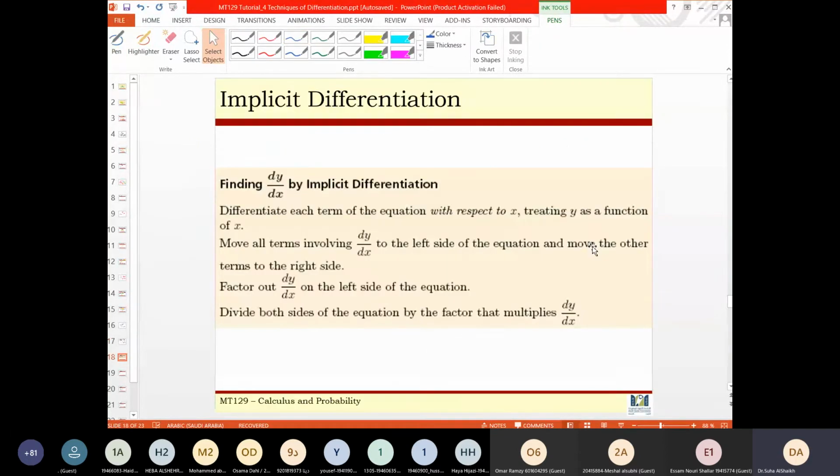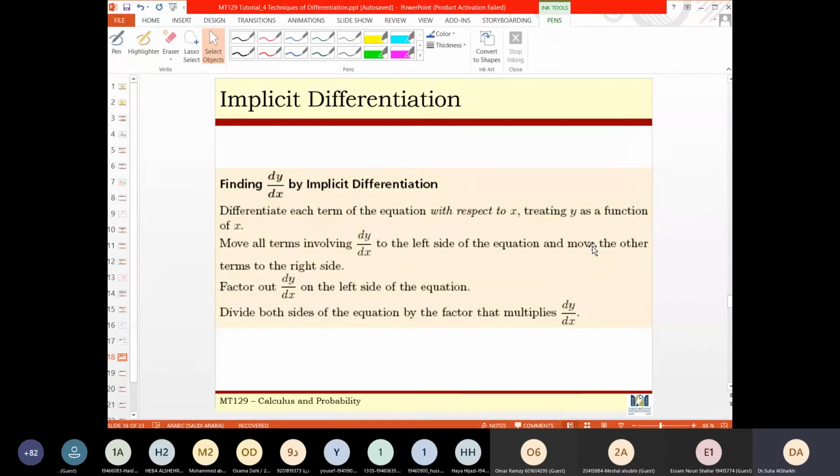Now, this is the second concept today. We talked about how to find the derivative of multiplication of two functions. We talked about how to find the derivative of division of two functions. We talked about how to use the chain rule. And now last we will talk about the implicit differentiation. Implicit differentiation is the implicit derivative.